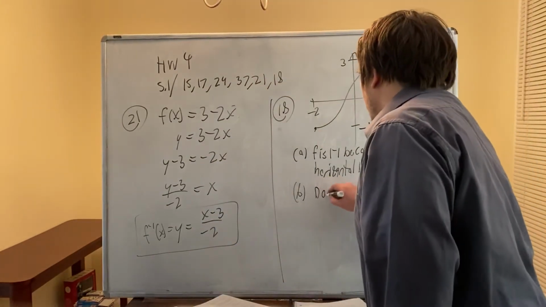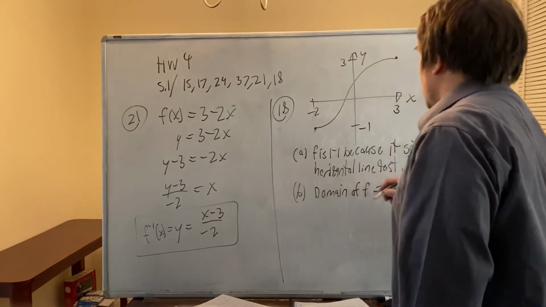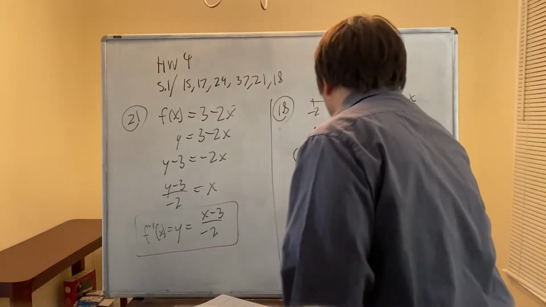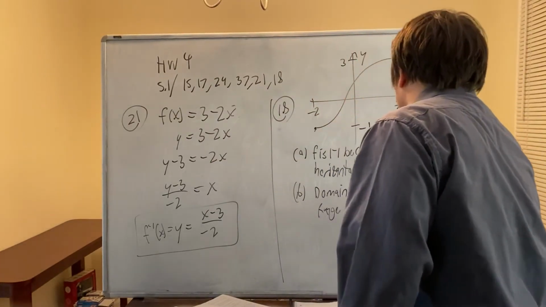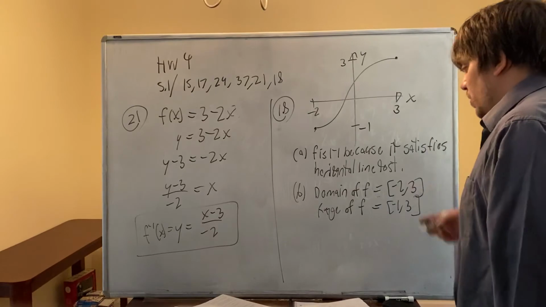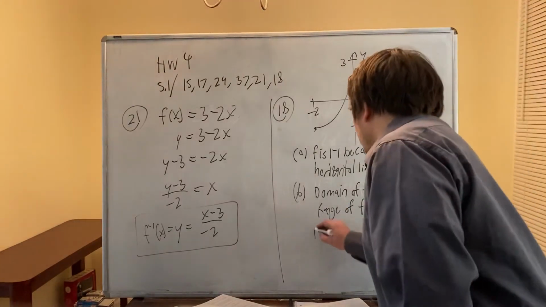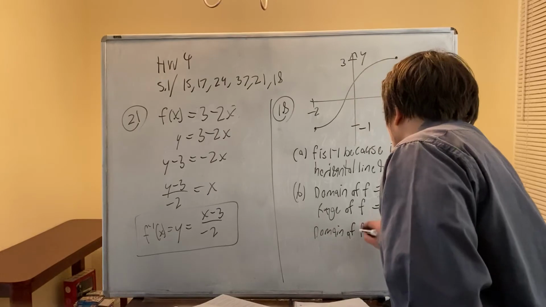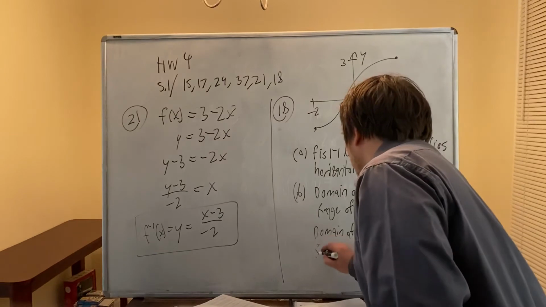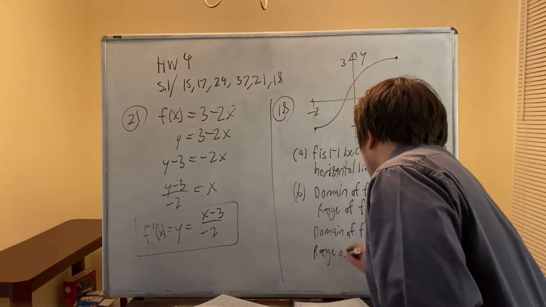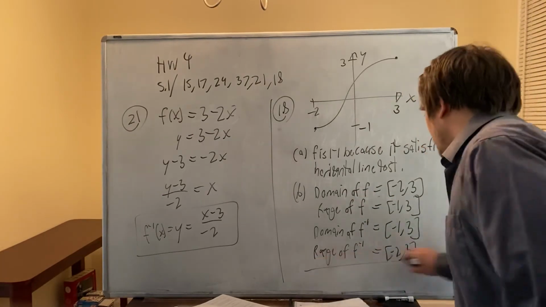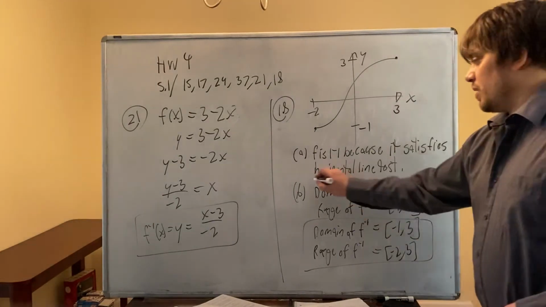Well, the domain of f is from negative 2 to 3, and the range of f, the set of values of f, is negative 1 to 3. And so the domain and range of f inverse is just flipping it. So the domain of f inverse is the range of f, which is negative 1 comma 3, and the range of f inverse is equal to the domain of f, which is negative 2 comma 3. And so that's the answer, part B. Okay, this is the answer to part A.